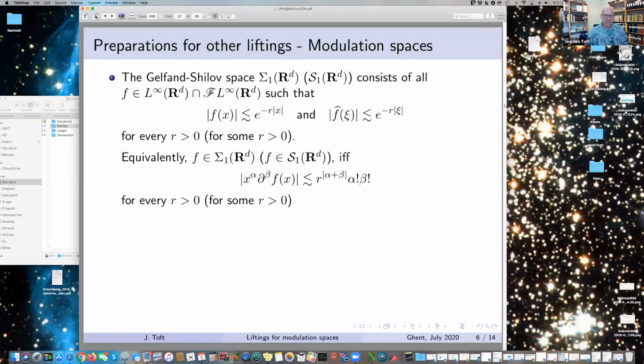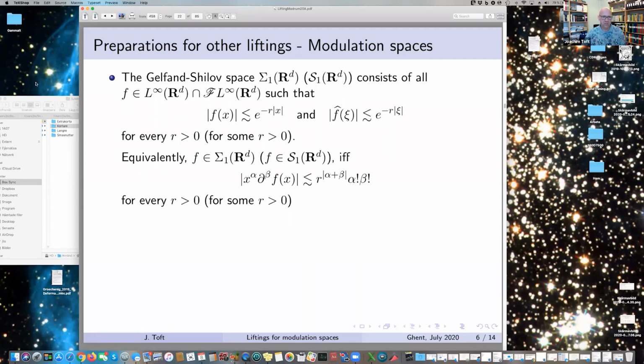We want to present lifting properties for spaces that are not in the usual distribution theory. We shall actually look at spaces of ultra-distributions. One way to define the Gelfand-Shilov spaces, Sigma_1 and S_1, is that we should have all bounded functions, but also the Fourier transform should be bounded such that this is true. We have this inequality and this inequality. In the Sigma_1 case, this should be true for every r greater than 0. And for S_1, it should be true for some r.